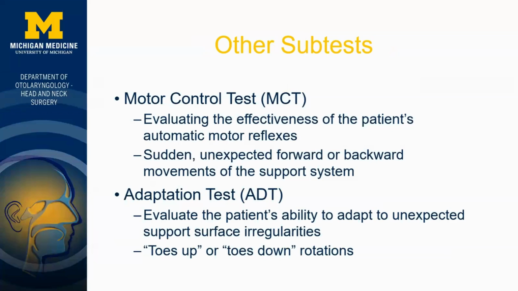There are also other subtests. We don't do them here, but there are other facilities that do them. So you have the motor control test that evaluates the effectiveness of the patient's automatic motor reflexes. So this is a sudden, unexpected forward or backward movement of the support system. And you're looking to see how the body adjusts to that quick, abrupt movement. We also have the adaptation test. And so this is the ability to adapt to unexpected support surface irregularities. So when I was counseling patients on this at the other facility I had worked at, I said it's almost like slipping off of a step. All of a sudden, you're either going to be toes down or toes up.